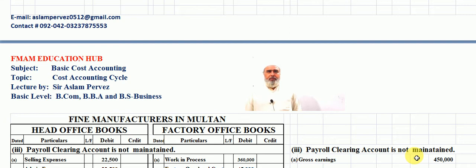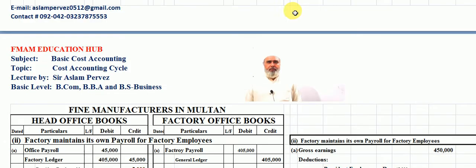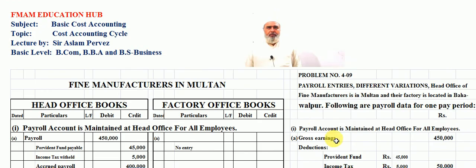Friends, let's move ahead to deal firstly with the first requirement, in which the payroll account is maintained at head office for all employees. Students, let's start to pass the given transactions stepwise as per the given problem.